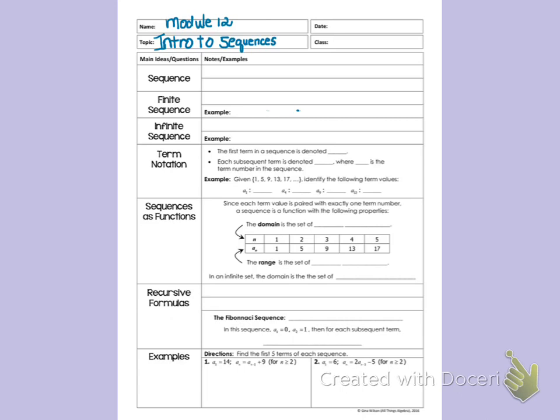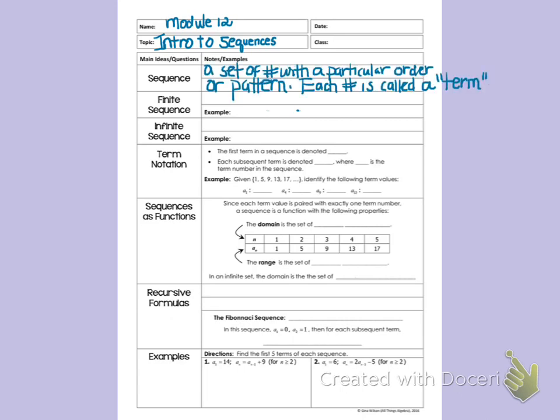We're going to start off today by looking at sequences, and we're going to define what a sequence is. We're going to look at both finite and infinite sequences, and we're going to learn how to generate some sequences. But let's start off with what a sequence is. A sequence is a set of numbers with a particular order or pattern. Each number in a sequence is called a term.